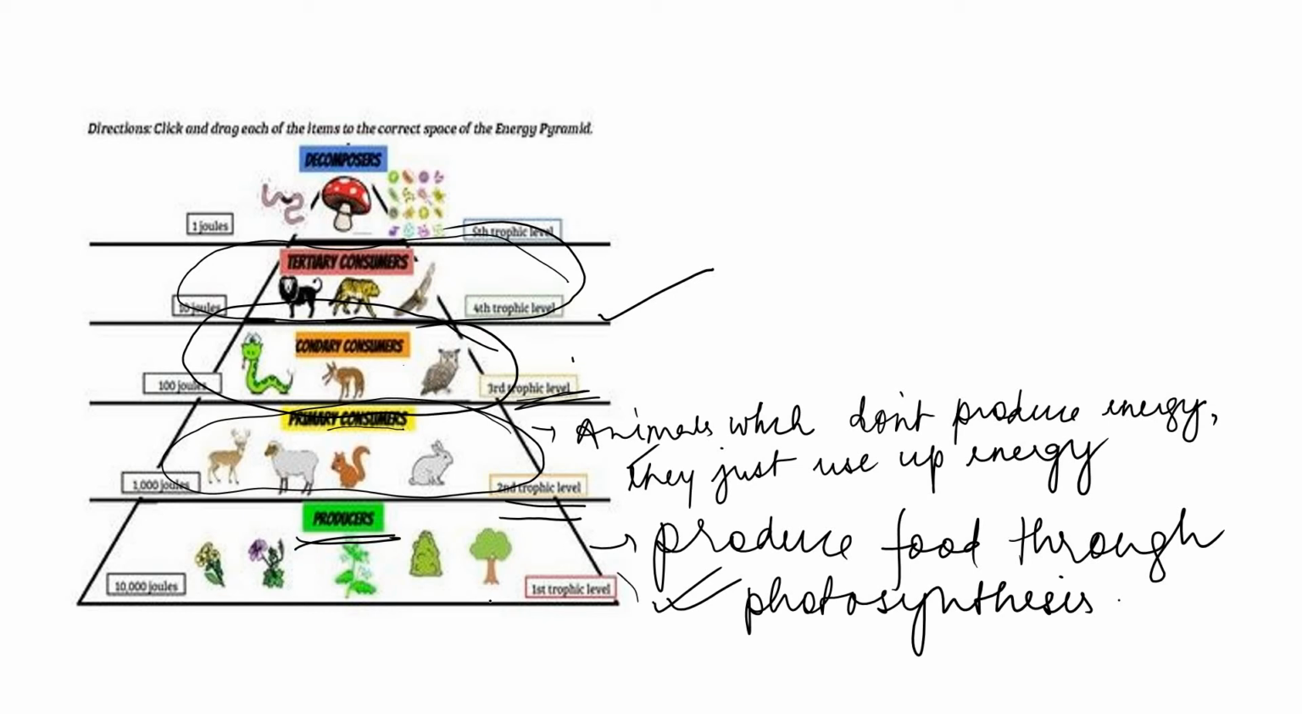So first, when it's the first trophic level, there are no primary, secondary, tertiary, quaternary, anything like that. It's just producers. When it comes to second trophic level, it becomes primary consumer. When it comes to third trophic level, it's not tertiary consumer. It is the secondary consumers. When it comes to fourth trophic level, it becomes the tertiary consumers.